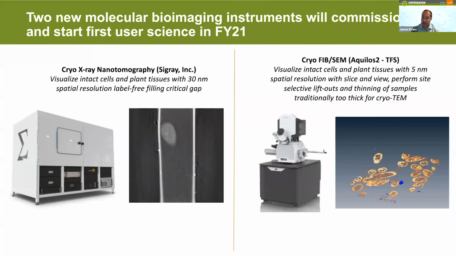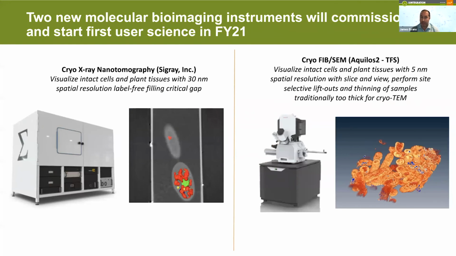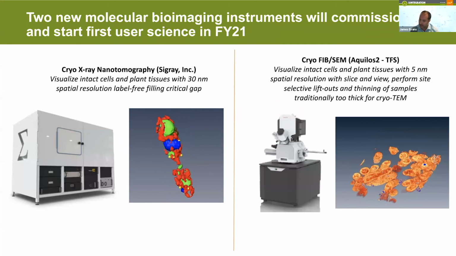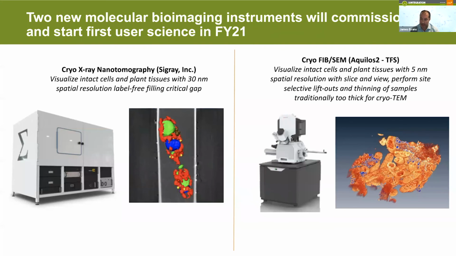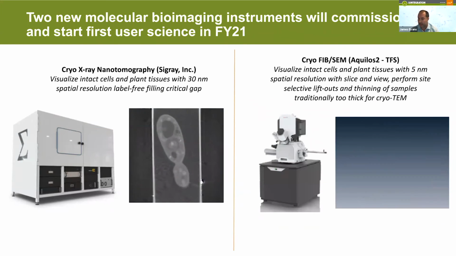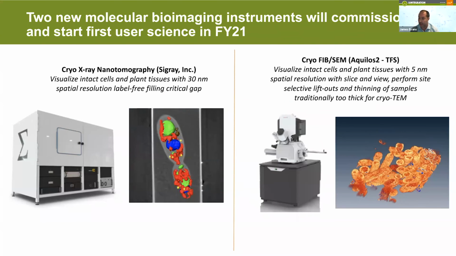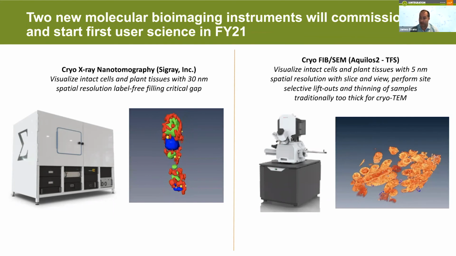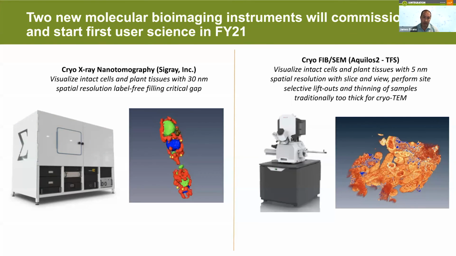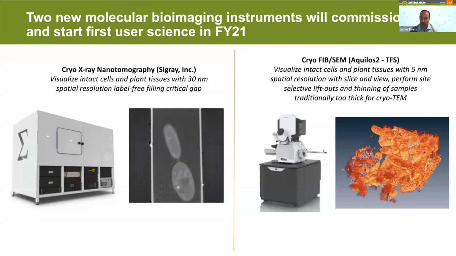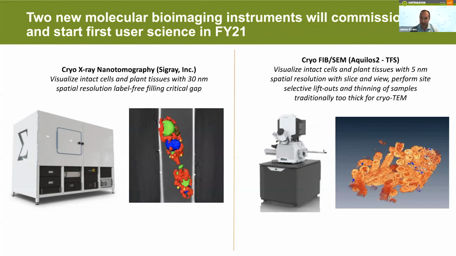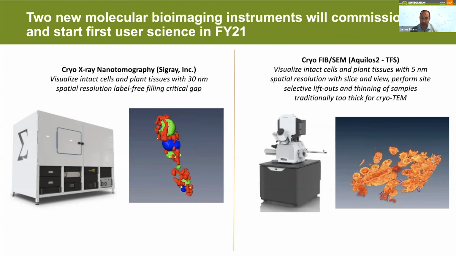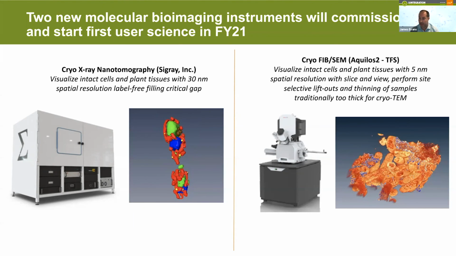In the near term, we have two instruments that are coming online this year. The Aquilos 2 on the right-hand side was fully installed at the end of September. We're doing commissioning and calibration experiments as we speak. We expect to have that available to EMSL users already in the November timeframe. The one on the left-hand side is the cryo X-ray nanotomography system for whole cell imaging at 30 nanometer resolution, but with very large fields of view. This will likely be coming online for users in the May timeframe.